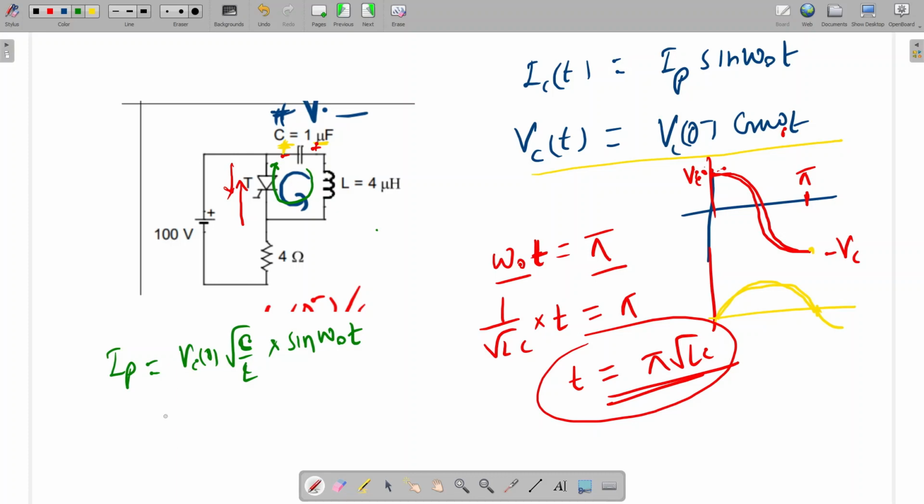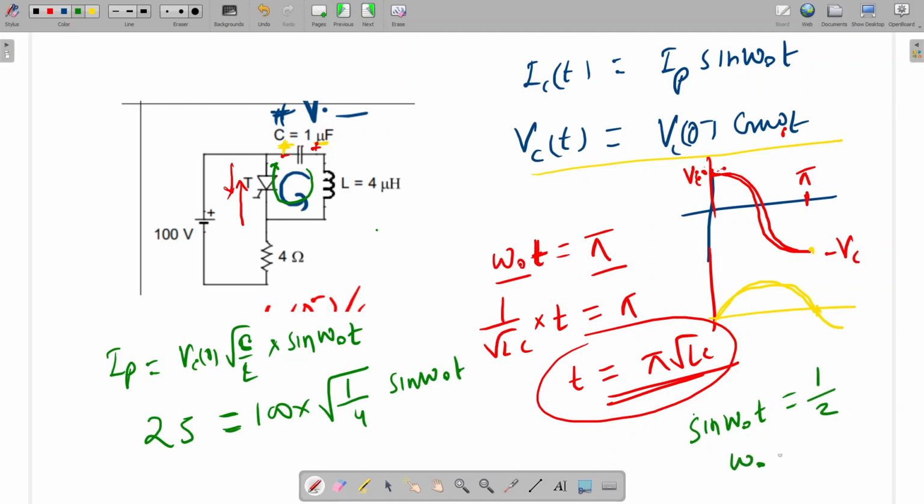Okay. So we can equate 25 is equal to Vc0 minus under root C by L. So this will be, how much? Can anyone calculate this one? Vc0 is 100 into under root C by L, how much? 1 by 4? 0.5. Sine omega naught t. So this is 1 by 2. Okay. So sine omega naught t, how much? 0.5, means 1 by 2.